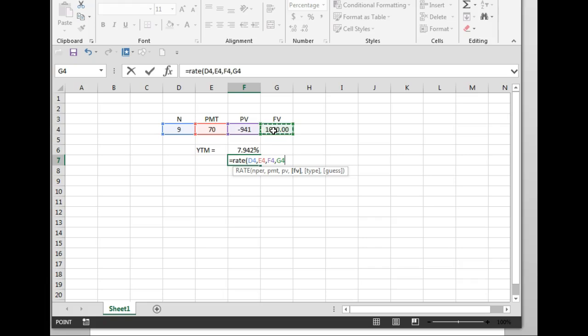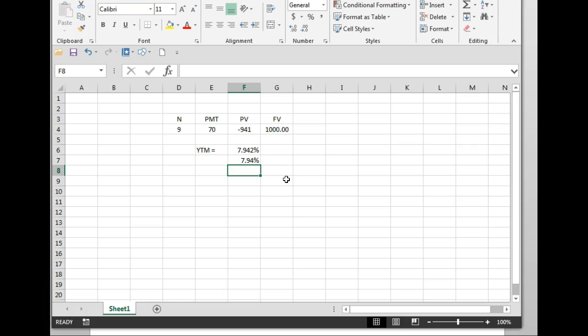Now, see how these are in brackets? Those are optional, so you don't have to put those in. So all you have to do is close the parentheses and hit enter. And that will give you the yield to maturity of 7.9%, right in that area.